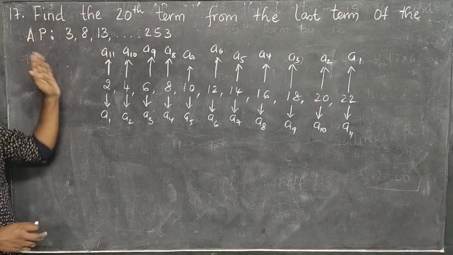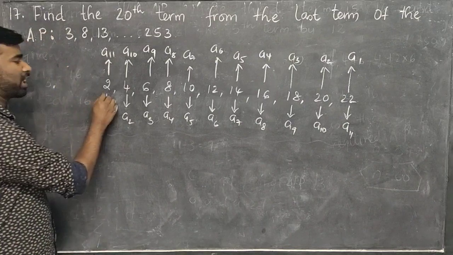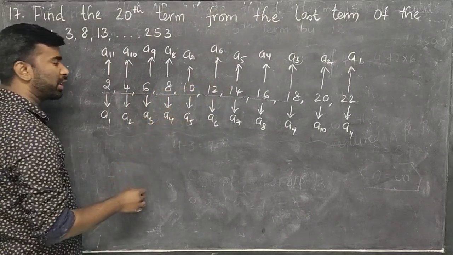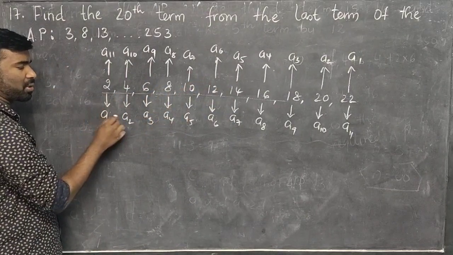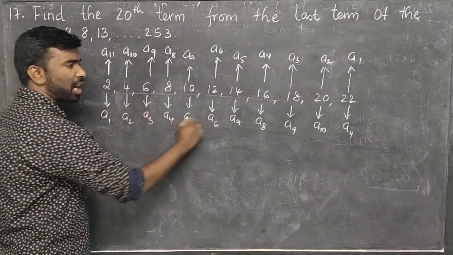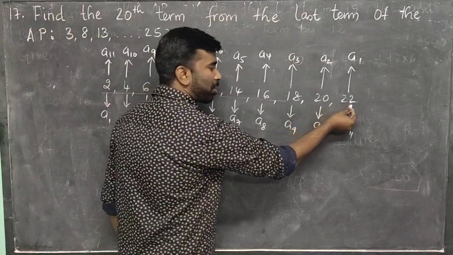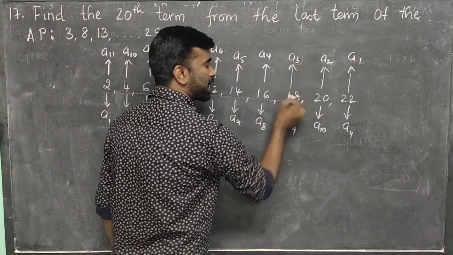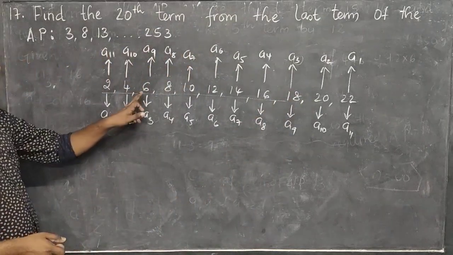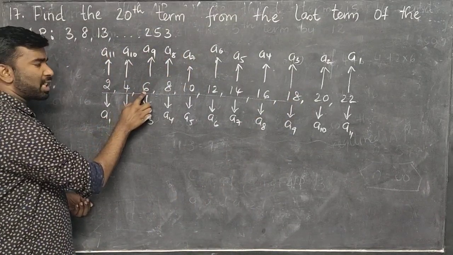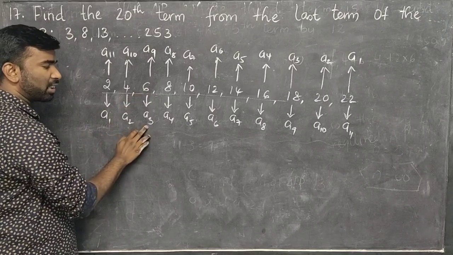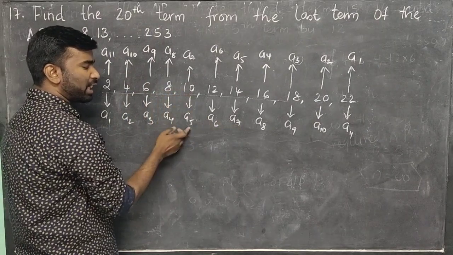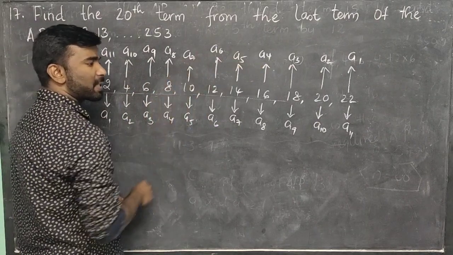Students, let us understand this problem by taking an example. I have written an AP here: 2, 4, 6, 8, 10, and it goes on up to 22. From the beginning, the first term is 2, second term is 4, and third term is 6, and the list goes on. In the same way, from the last, the first term A1 is 22, A2 is 20, A3 is 18. Take an example, the number 6: from the beginning it is the third term, from the last it is the ninth term. If we take number 10, from the beginning it is the fifth term, from the last it is the seventh term.